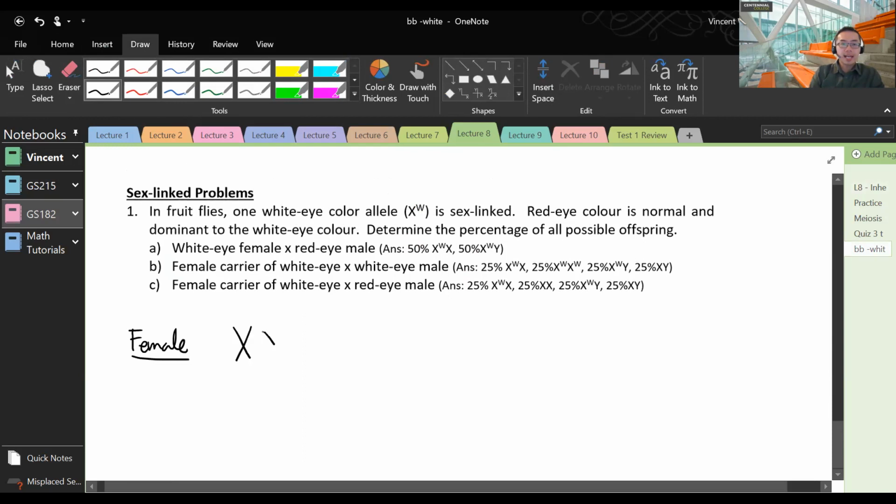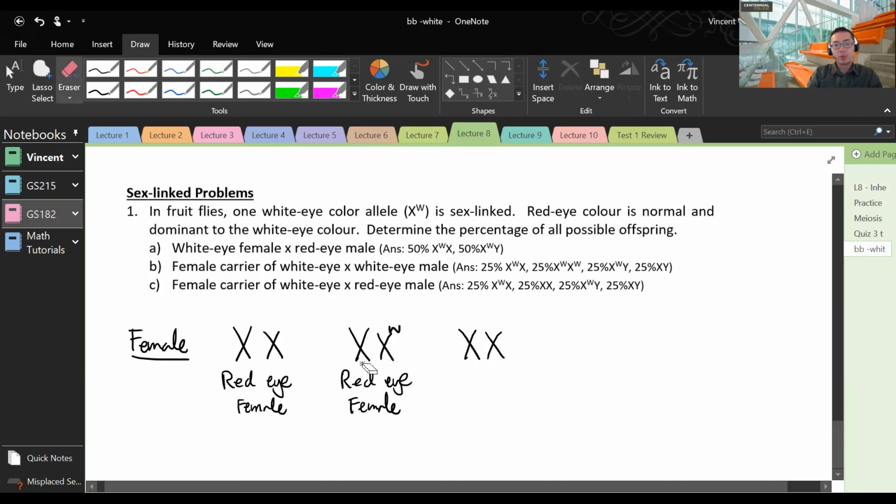So female is XX, right? So there are three possibilities here for the fly. It could be XX, which means this is a red eye female. Okay, it could be XXW, right? So the female fly has one white eye allele, but because the red eye is dominant over the white eye, this is still going to be red eye female. But because she carries one of the white eye allele, we call her a carrier.